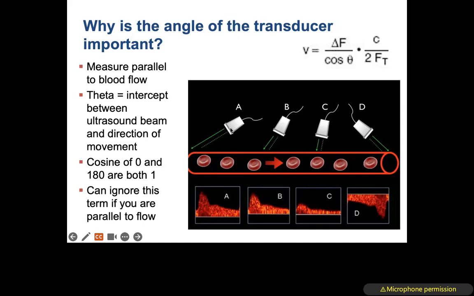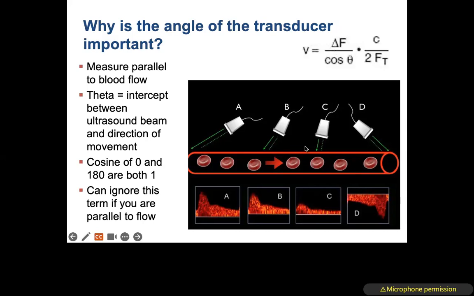Blood is going towards the transducer, so you get a positive Doppler shift. And so this will measure here the velocity of blood. On the other end, D, you're anti-parallel or parallel again in a different way, depending on how you want to think of it, to blood, and the blood is traveling away from the transducer. And so we have a negative Doppler shift.